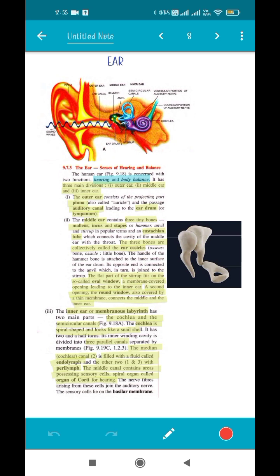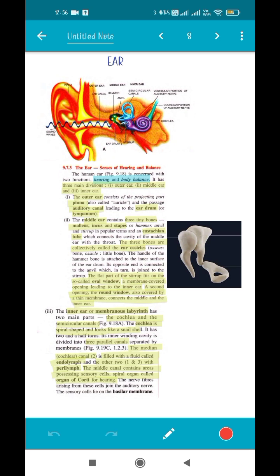The flat part of the stirrup fits on the so-called oval window, a membrane-covered opening leading to the inner ear. A second opening, the round window, also covered by a thin membrane, connects the middle ear and the inner ear. So there are two small windows, or you can say two cavities. One is called the oval window and one is called the round window. The oval window starts from the end of the last bone, that is the stapes, and it connects the middle ear and the inner ear. Similarly, there is another window which is covered by a membrane. It is called the round window. It also has the same function. It connects the middle ear with the inner ear. So basically these two windows are like connections between the inner ear and the middle ear.